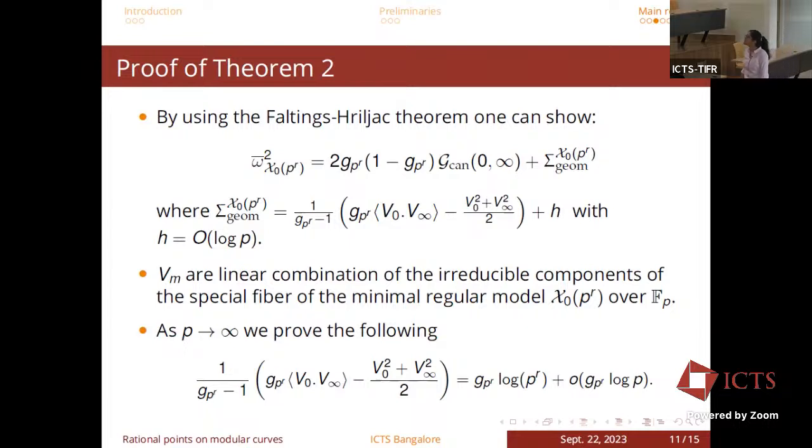So I have a related question. You just said maybe you don't need the intersection matrix. In that case, would it be possible to extend these results to other families of modular curves? You mean for X1(n) and X(n), for example? Yeah. There are results in those directions also.